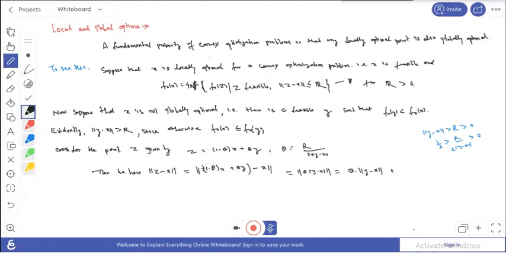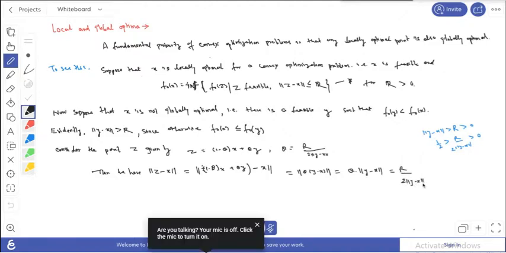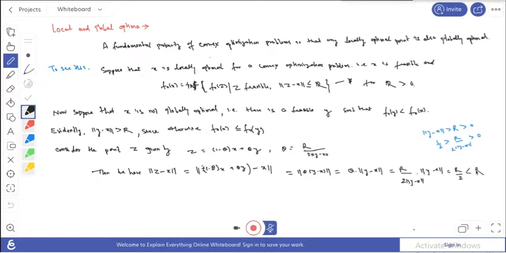Theta is a scalar, so you can write theta times the norm of y minus x. And what is the value of theta here? Theta is equal to r over 2 times the norm of y minus x. So this equals r by 2, and this r by 2 is of course less than r. This means the norm of z minus x is less than r.